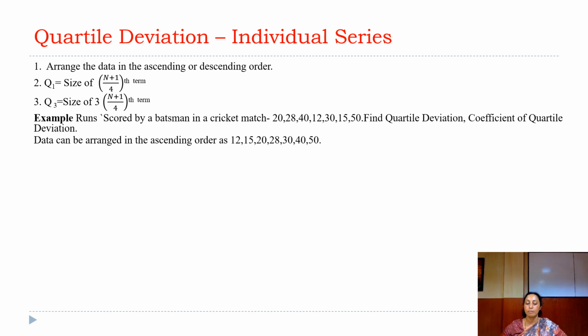Let us consider an example. Here we have the runs scored by a batsman in a cricket match, listed as follows. We want to find the quartile deviation as well as the coefficient of quartile deviation. The first step is to arrange the data in either ascending or descending order. Here we have arranged the given data points. Later we use the formula Q1 equals size of (n plus 1) divided by 4th term. Here, n is the number of terms included in the data set, and we have a total of 7 data points.